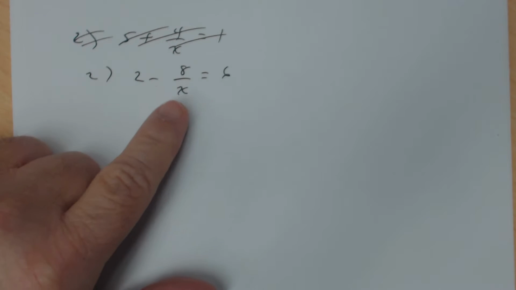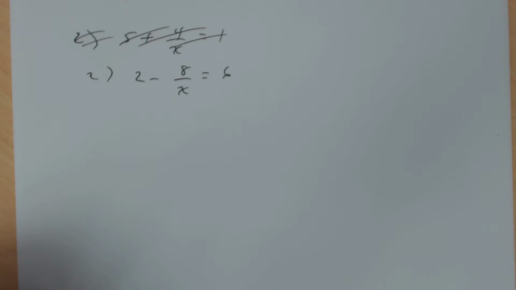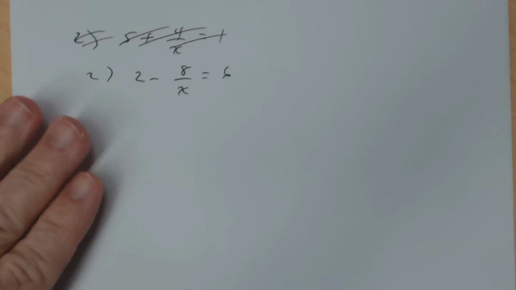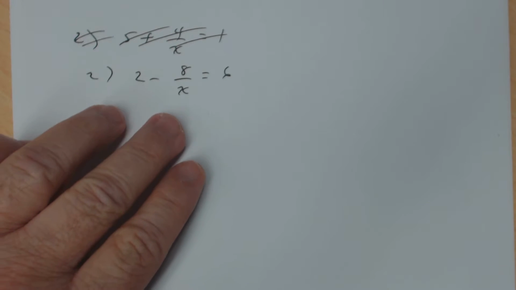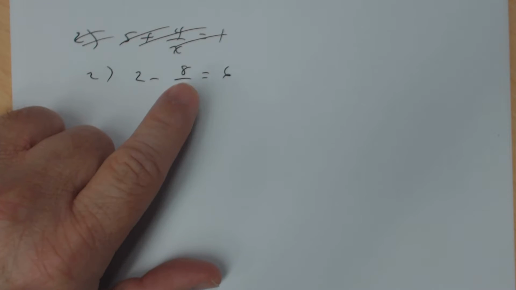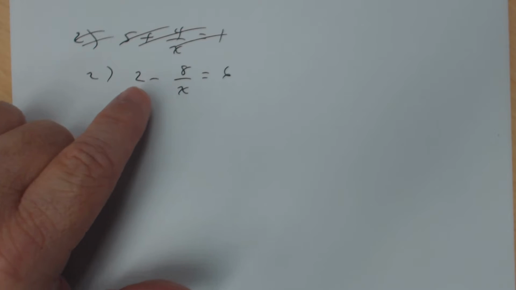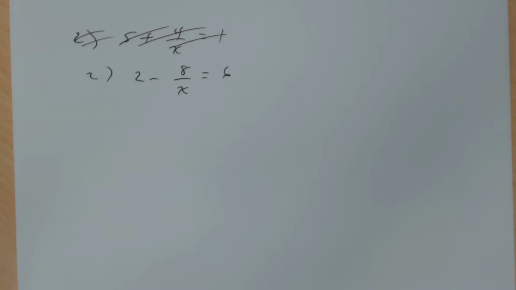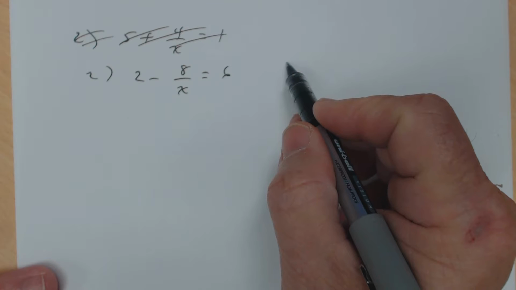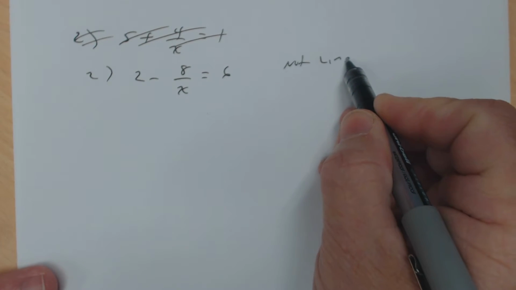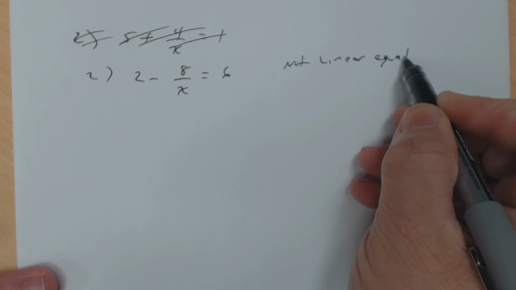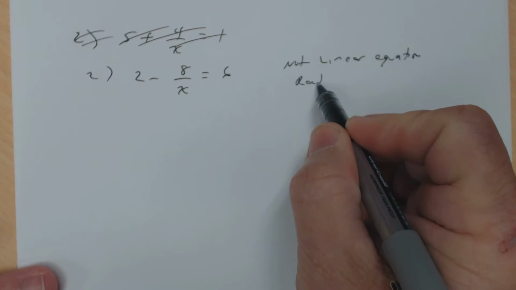Okay, so notice now I do have a variable in the denominator. So this is no longer linear. Even though you see an x, the variable x cannot be in the denominator. It has to be in the numerator. In order for it to be linear, you have to have x to the first power, and it must be in the numerator, not in the denominator. So this is not a linear equation, but we do say it is a rational equation.